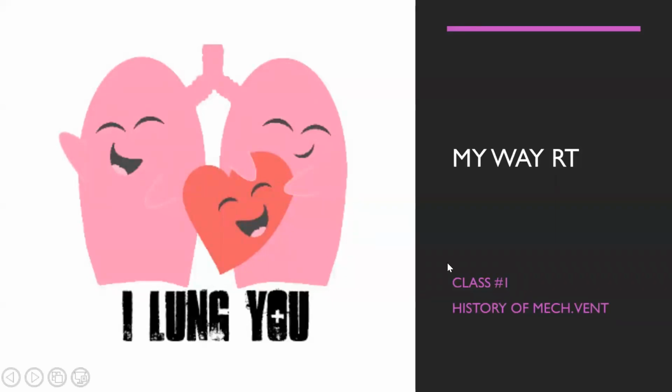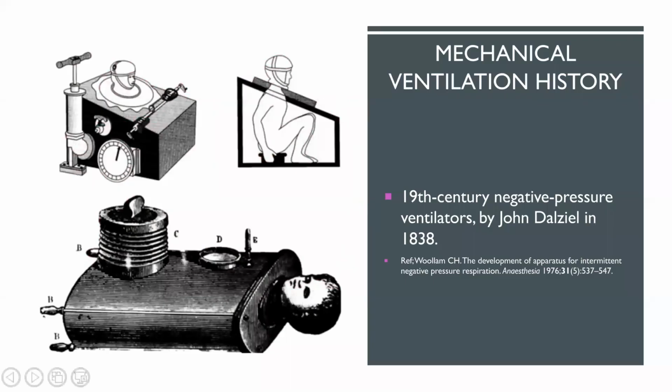We will be talking about the history of mechanical ventilation, the basic parameters in the mechanical ventilator, and the initial settings. As you can see here, the very first mechanical ventilator was invented in the 19th century by a Scottish physician called John in 1838. It's based on negative pressure ventilation. It consisted of a tight box, a patient sitting in a sitting position, and a manual pump that pumps the air in and out of the box.